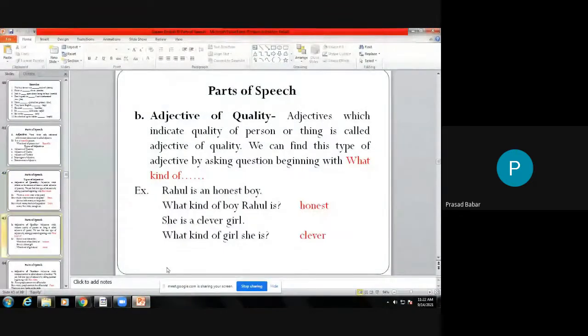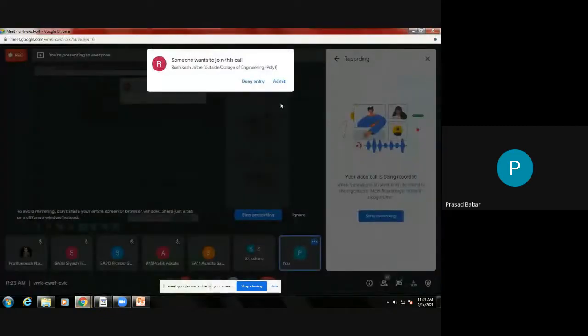Then the next type is adjective of quality. So these are the adjectives which indicate quality of a person or thing, living or non-living thing, or animal. Okay. So if we ask a question starting with what kind of, then it will answer these types of adjectives. Honest, clever, dull, beautiful, tall, short, these are the adjectives of quality. So these we have discussed in the last lecture.